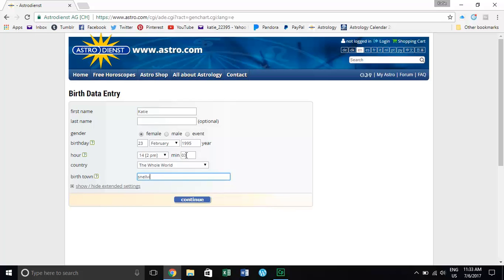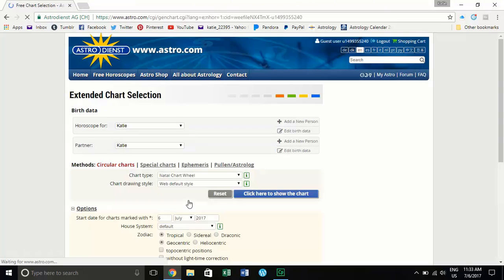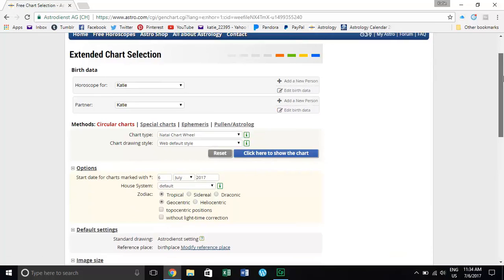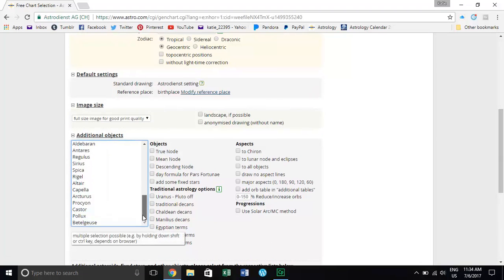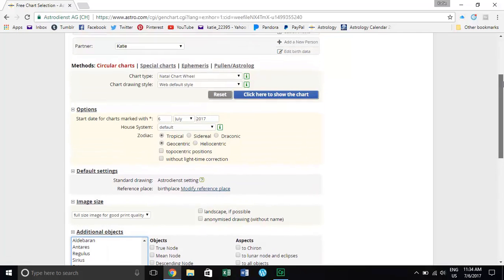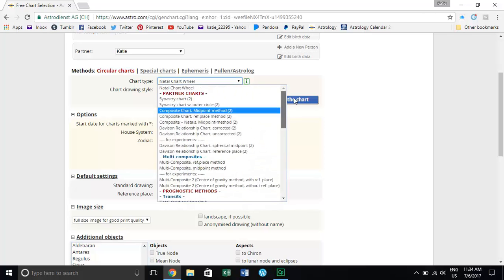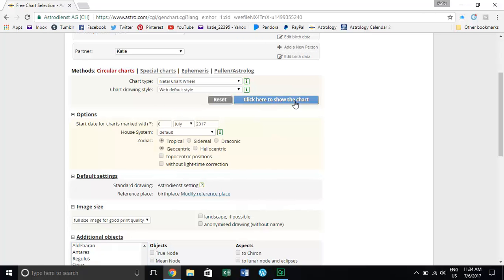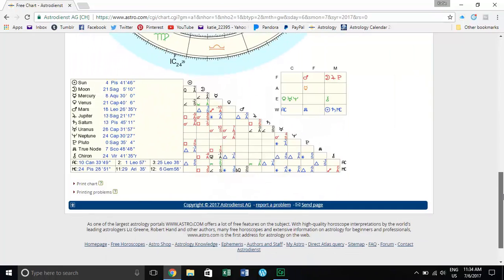And then the place you were born, and then select it from the drop down box. Luckily for me, it's only one, Snellville, Georgia. And then continue. From here, it will bring you to this screen where you have lots of options to change the chart and add asteroids if you want to, fix stars, change the zodiac system, the house system, different kinds of charts, lots of options. But for now, we're just going to click here to show the chart. So that brings us to here, which is our chart. So congratulations, you have now drawn up your own chart.